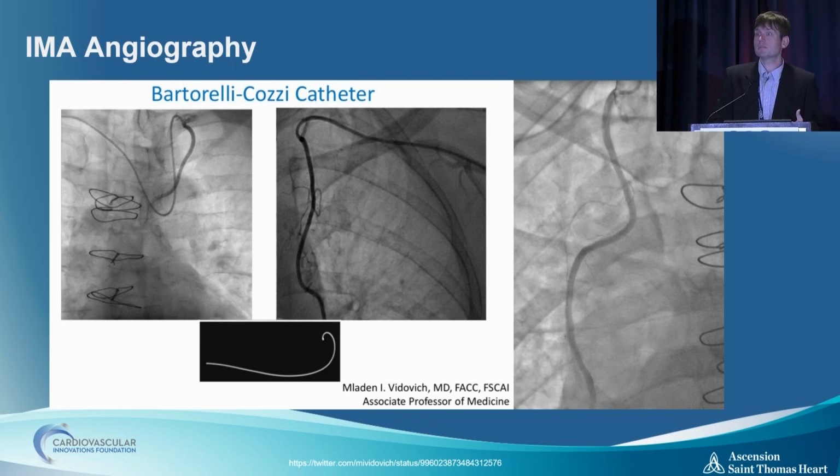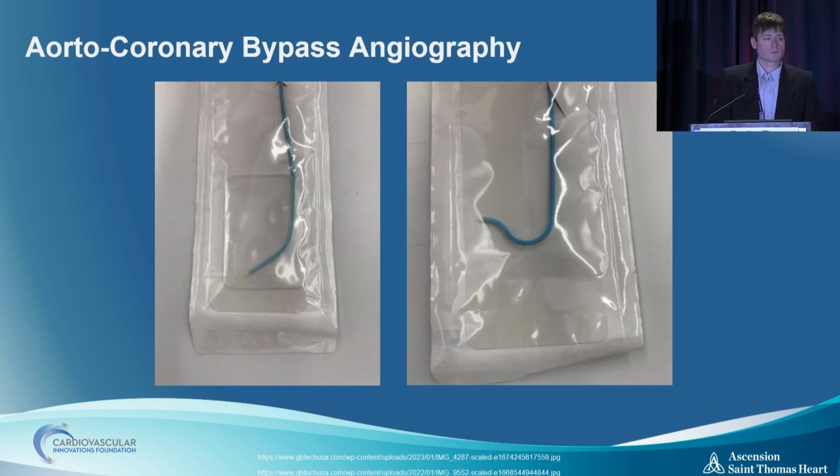So if you don't have access to the BC catheter for angiograms, I would encourage you to get that in the cath lab. It's a diagnostic catheter. It's 5.2 French, and it does engage the IMA quite well from either side. So getting those selective angiograms is important.